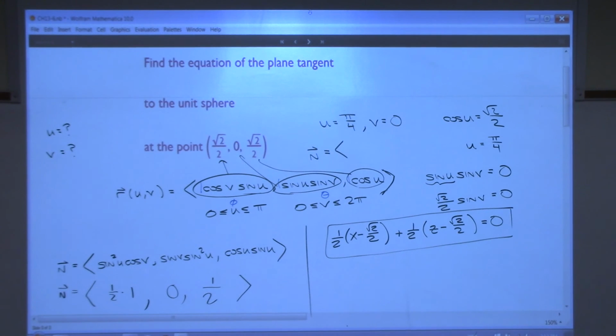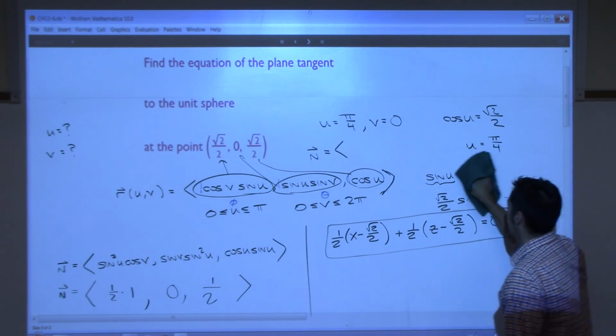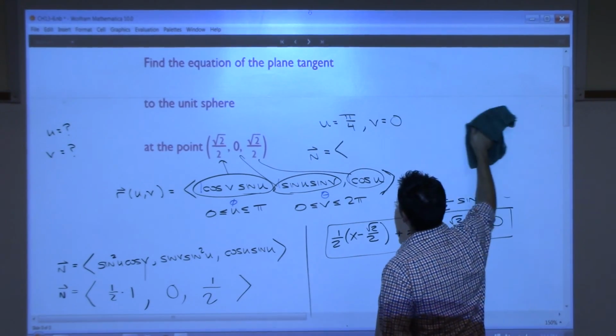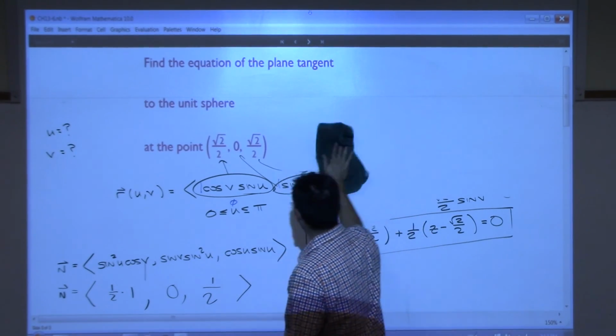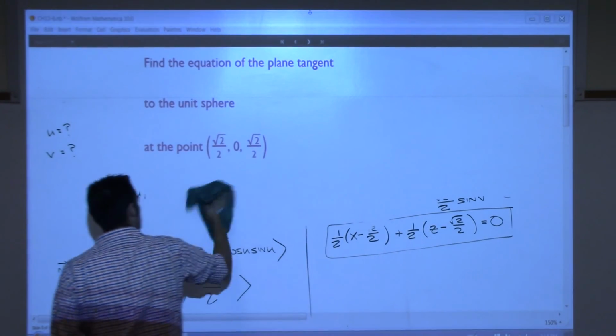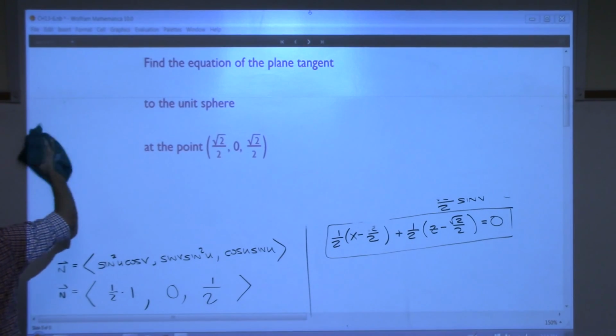Questions? What's remarkable about this is we should be able to do this for any surface, so long as you can cross the partials, right? If you can cross the partials, you're in business. Well, and if you can come up with the parametric representation of the surface, then you should be able to.